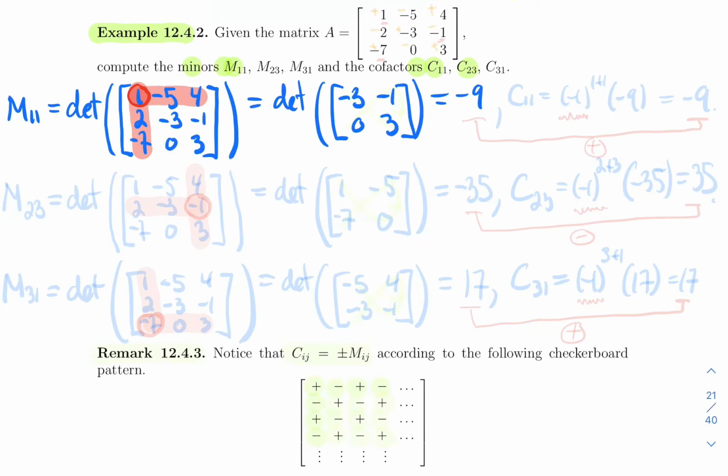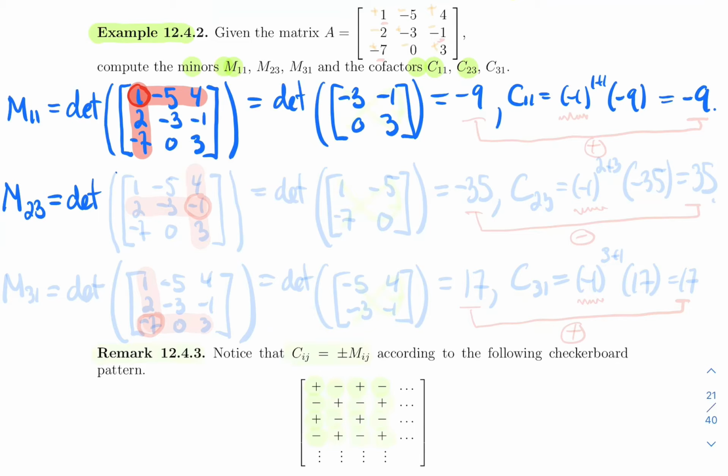And then the corresponding cofactor, C11, will be minus 1 to the power 1 plus 1 times minus 9. So in this case, it's just 1 times minus 9, and you just get minus 9 again. So next one is the minor and cofactor at 2, 3.